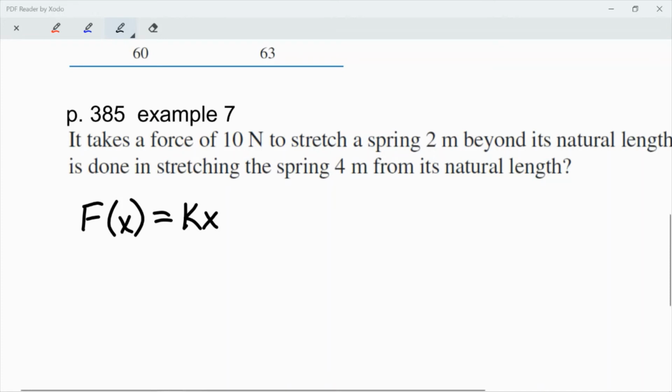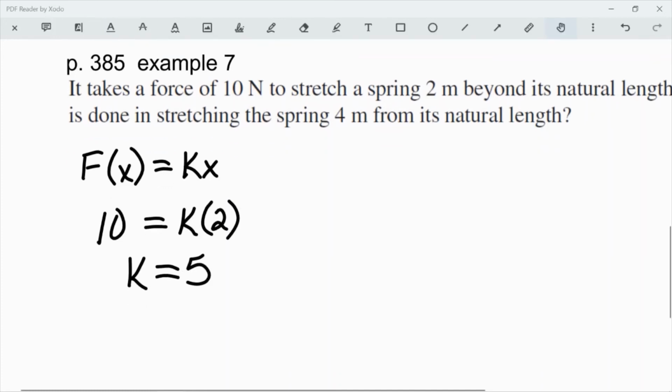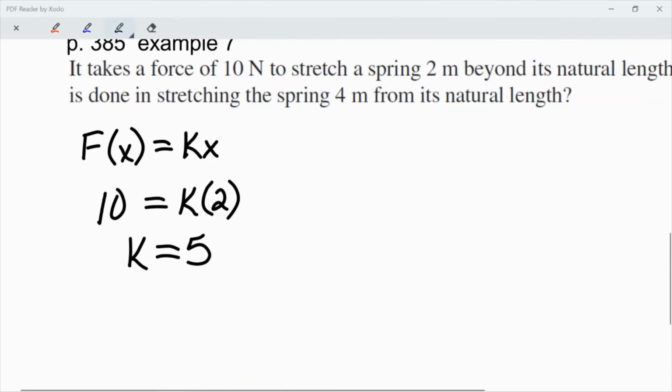And then to either stretch it or compress it, it's going to take a certain amount of force. Okay, so we know that in this problem, it takes a force of 10 newtons to stretch a spring 2 meters beyond its natural length. So 10 newtons is a force. And what that tells me is that this spring constant is going to be 5. So in the end, I have a force function here. My f of x is equal to 5x. Okay, so that's my force function.